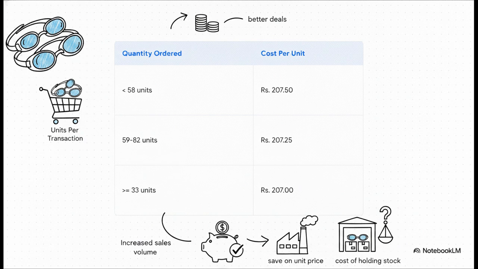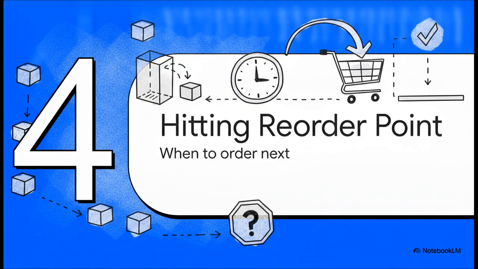This increased volume leads to economies of scale. You save on the unit price and per order costs like shipping, but you have to mathematically balance that against the cost of holding all those extra goggles. Now, knowing the perfect quantity is fantastic, but honestly, it's kind of useless if you completely miss the purchasing window and run out of stock anyway. And timing is exactly what Section 4 is about, hitting the reorder point.